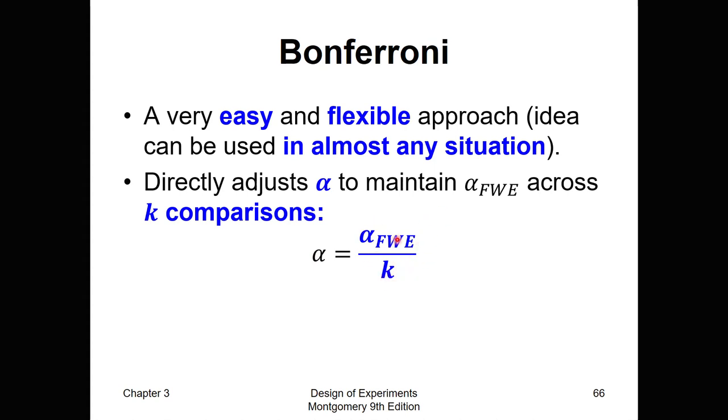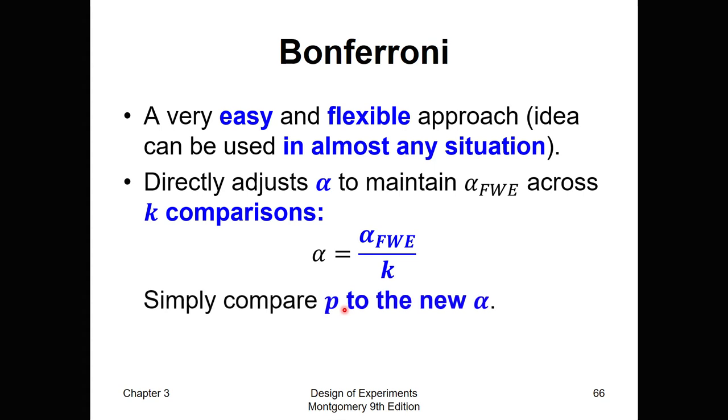So if I'm going to run 5 tests and I want my family-wise error to be 0.05, then the alpha I actually use in each of the tests is 0.05 divided by the number of tests I use, 5. So that would be 0.01. So what I'm going to do is I'm simply going to compare my p-value to this alpha of 0.01 instead of 0.05, and I do that for all 5 of my comparisons. And what this does is it makes sure that because I'm comparing to a much more conservative alpha, the family-wise error rate is protected.